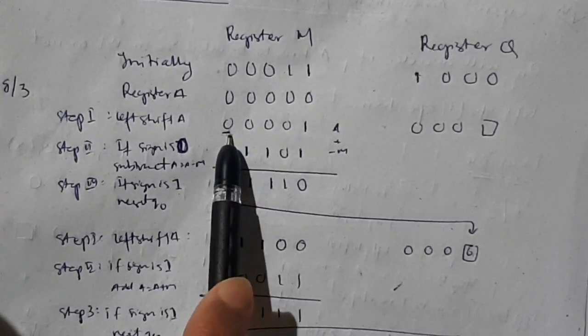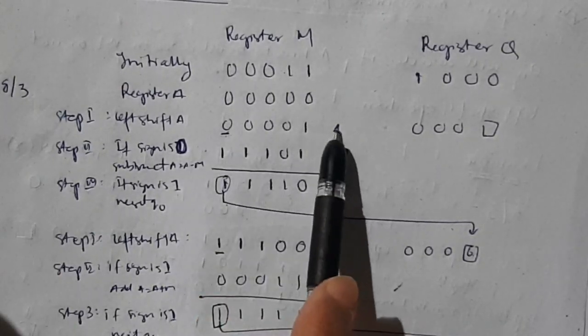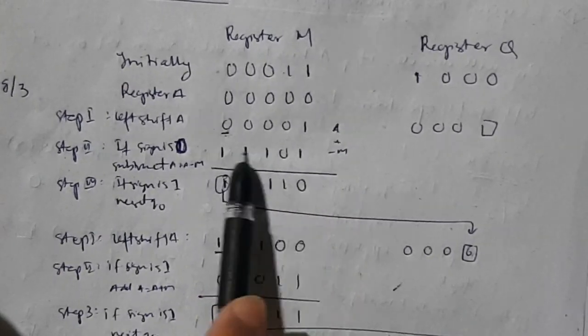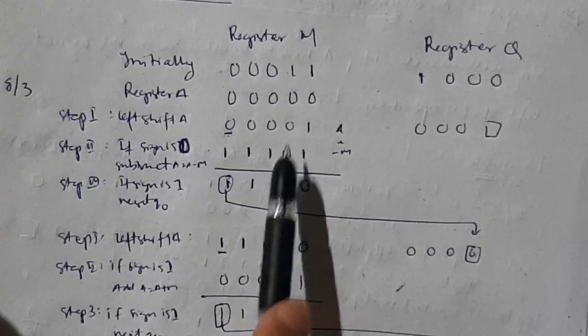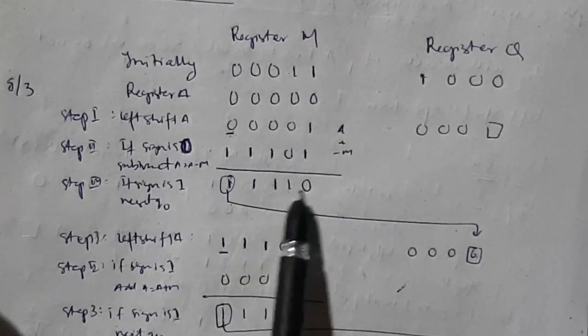If it is 0, subtract. If it is 1, add. Subtract means A minus M. You can write A minus M as A plus minus M. Then add these both. A plus minus M is equal to A minus M only, no? So add these both and you will get an answer here.